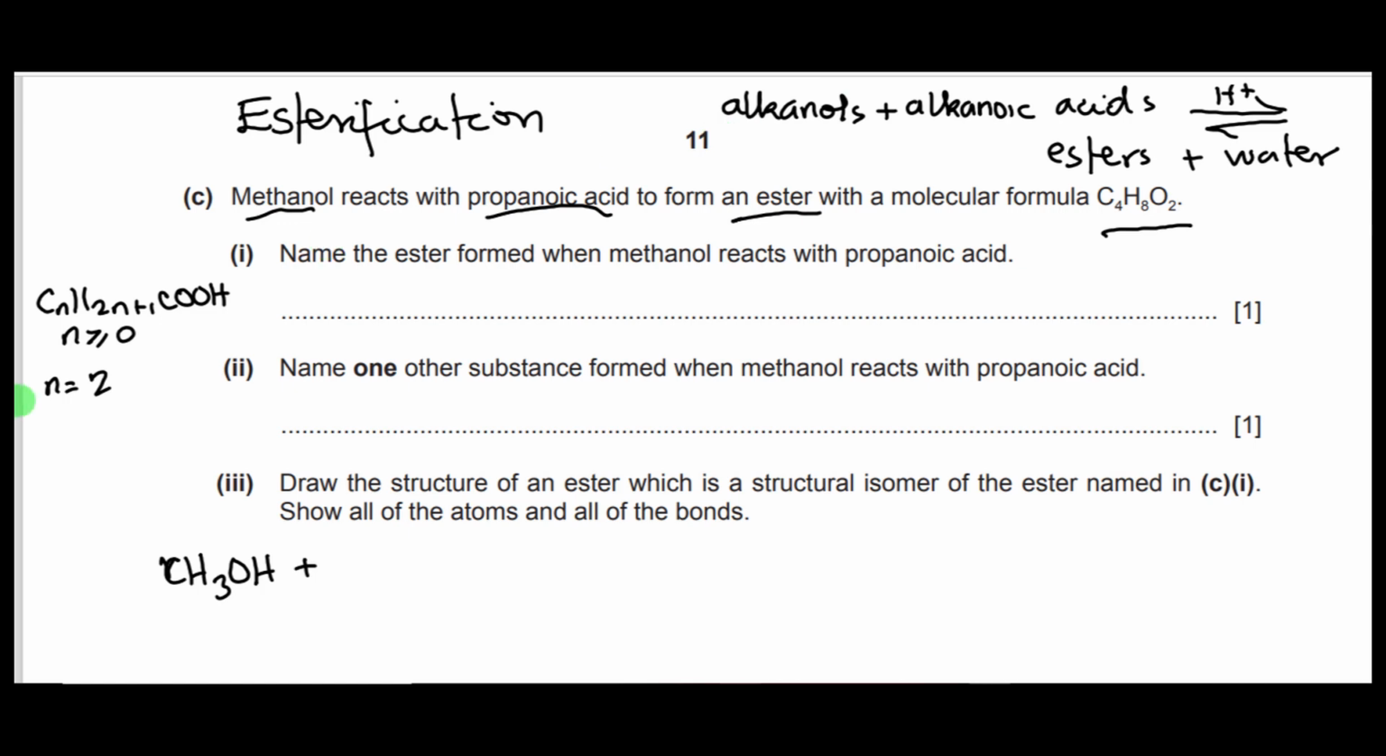This is already 1. This is the first carbon atom. So you need 2 more carbon atoms for propan. Prop is 3. So that will be C2H5COOH. So that is just 3 carbon atoms here. So that will be C2H5COOH.